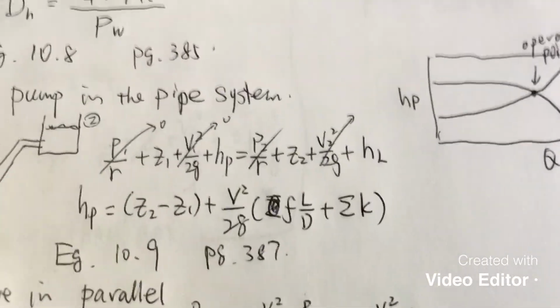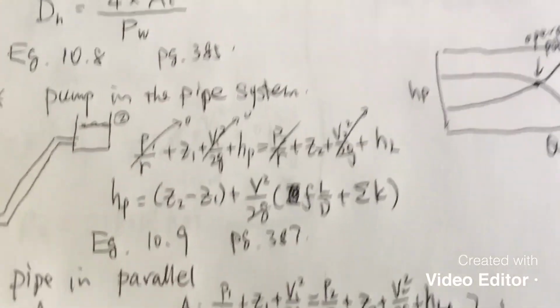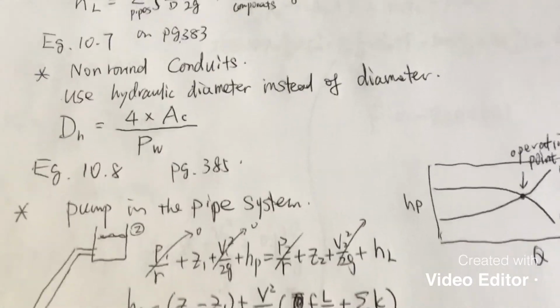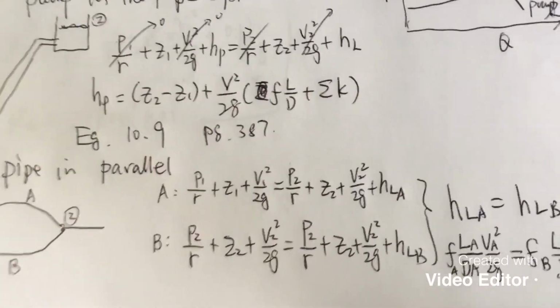So these are the small topics for chapter 10. Other than the major loss, friction head loss is the important part, right? These are also the topics in chapter 10.